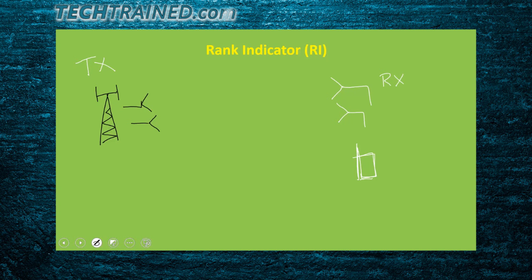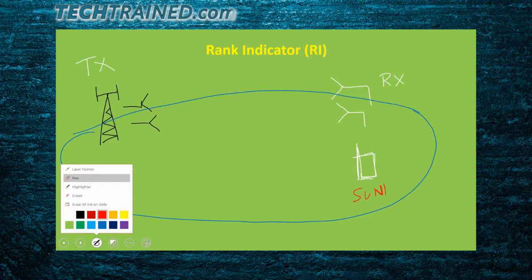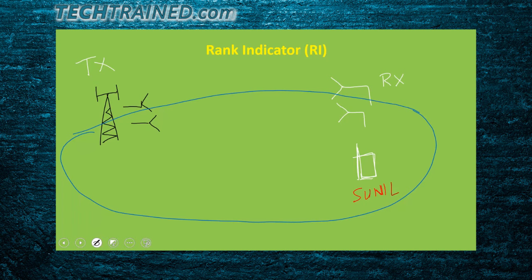Now here is the specific concept we need to get our heads around. Let's say this is the coverage area, the one which I have drawn. If the user, in this case let's call this user Sunil, is standing at the edge of the cell, then obviously the user is in bad RF coverage. Keep this in mind. In bad RF coverage, the UE is not able to receive high streams of information, meaning it cannot receive a high amount of data because RF coverage is bad.